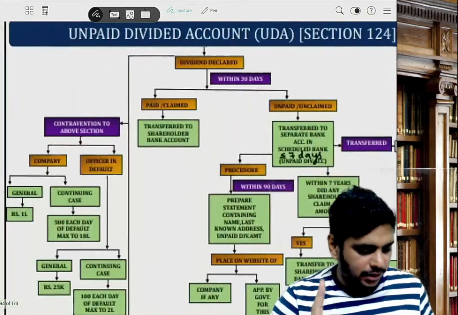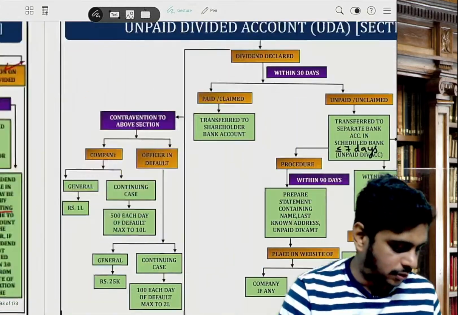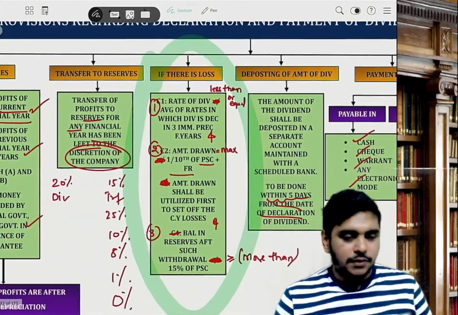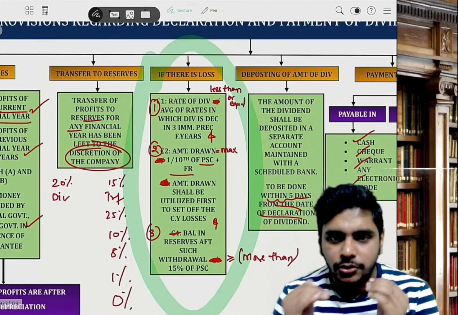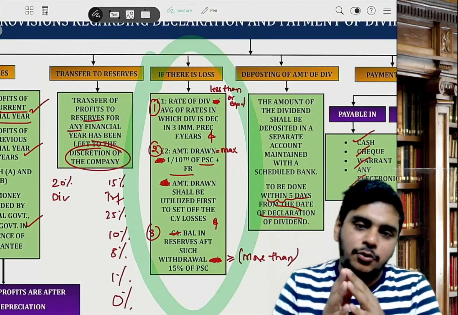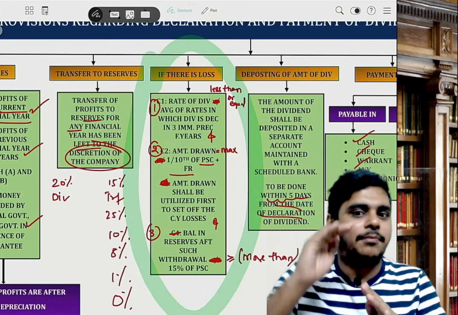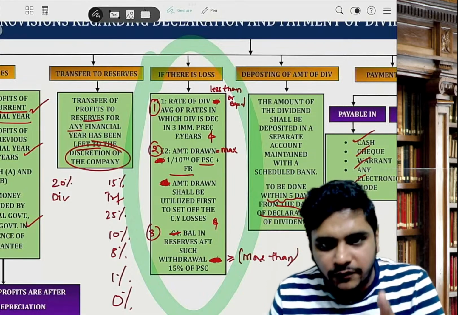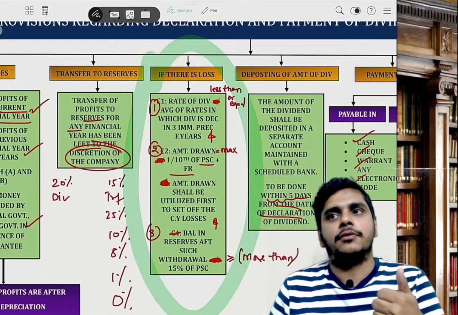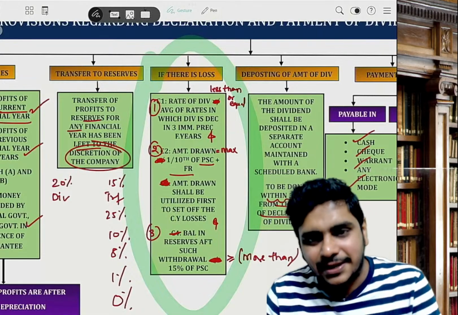We are just left with rule 3. Let me just read rule 3, then we do a question on rule 3. What does rule 3 say? Today, if you want to declare dividend, but you do not have money, or money is there but money is less, either you do not have a profit or profit is there but it is less.